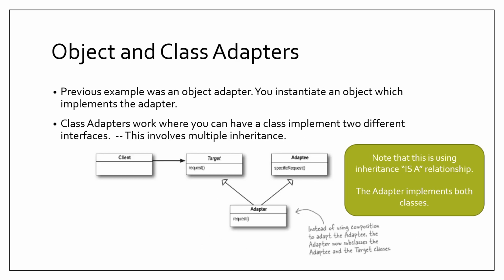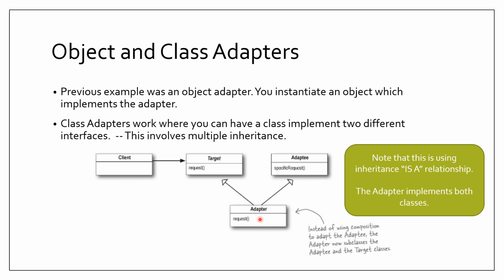So there are 2 kinds of adapters. One of them is an object adapter, where you create an object which implements the adapter. The other is a class adapter, and this is where you design classes that implement 2 different interfaces. And what we're looking at right here is a class adapter. Let me get my laser pointer out here. This adapter inherits from the adaptee and the target. And when it's doing that, what we're saying is this thing is going to implement all the methods from both of these.